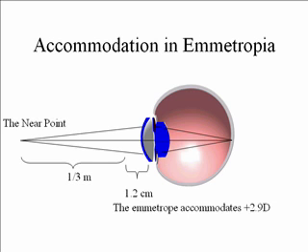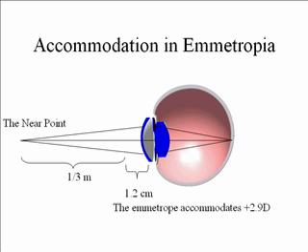Okay, let's do accommodation. Let's start out with an emmetropic patient, and this emmetropic patient is looking at an object that's 1/3 of a meter from the spectacle plane. Now, he does not wear spectacles, but I want to standardize these slides. So he's looking at an object that's 1/3 of a meter plus 1.2 centimeters from his cornea. And how much does he need to accommodate?